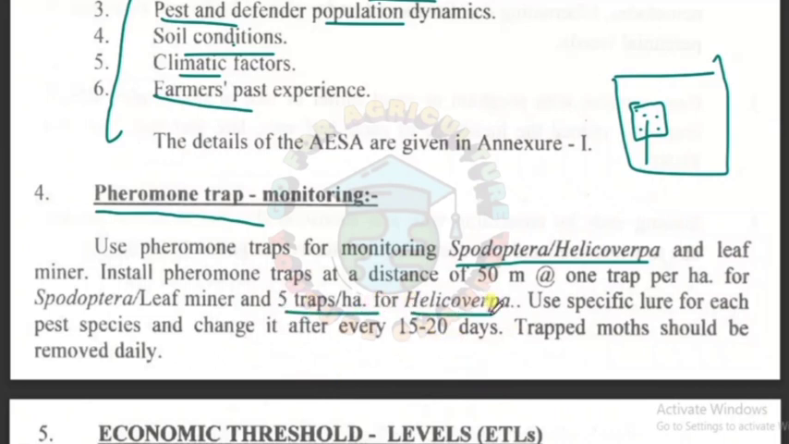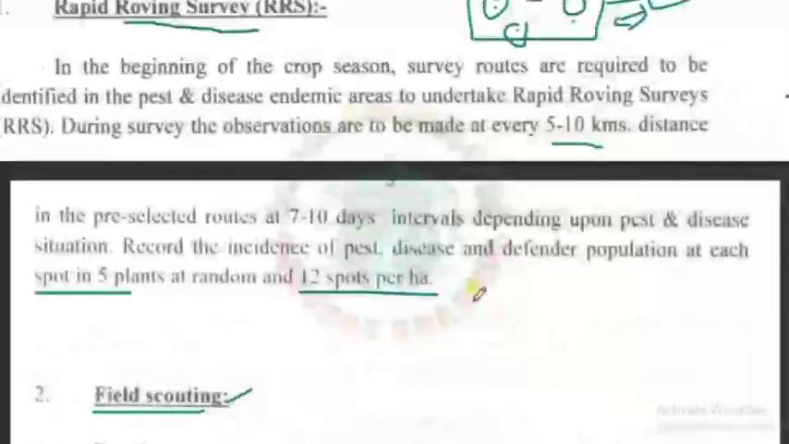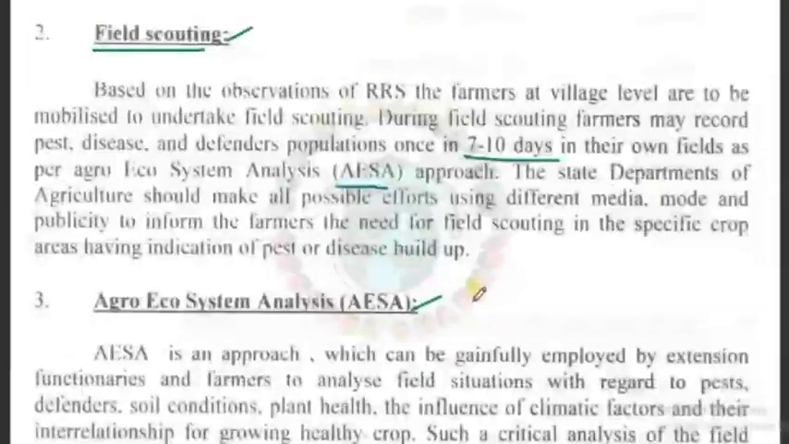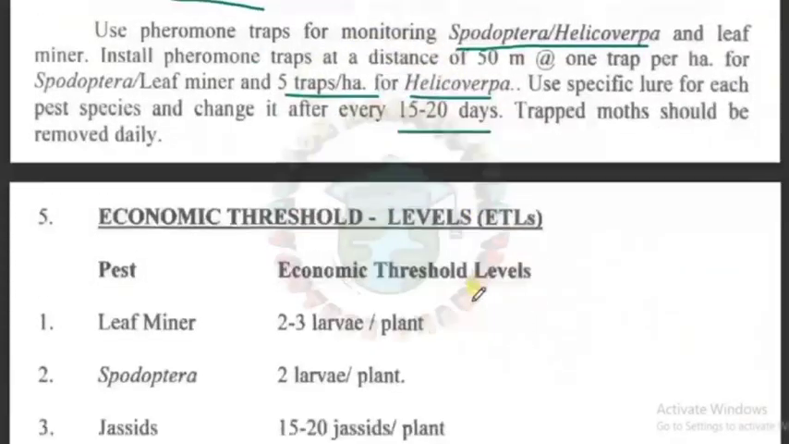So 5 traps per hectare is enough for Helicoverpa. It's an example, okay. And also we can change the traps every 15 to 20 days. Okay, so these are the pest monitoring methods: field scouting, roving survey, agro ecosystem analysis and pheromone trapping.